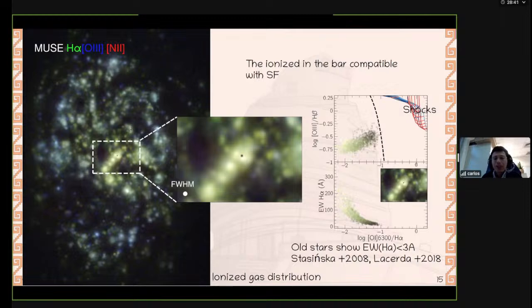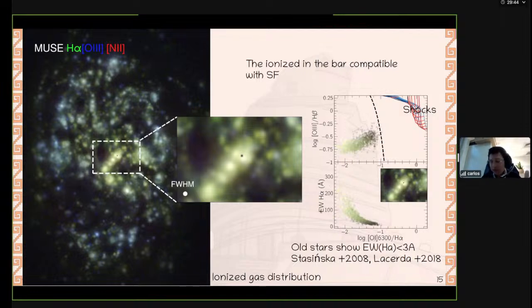Here I show you the ionized gas distribution of this object again. In the central region, it seems that there is a conglomeration of gas exhibiting some sort of alignment, but it is not even clear that this alignment might be due to a bar. In fact, if we analyze only the central region where a bar might exist, and we plot the BPT diagram, one of the BPT diagrams, which involves the ratio of [O III] and H beta, and in this case [O I], which is a good tracer of shocks, over H alpha, we will notice that all the ionized gas within the bar region is compatible with star-forming ionization. And the shock models cannot explain the observed line ratios.